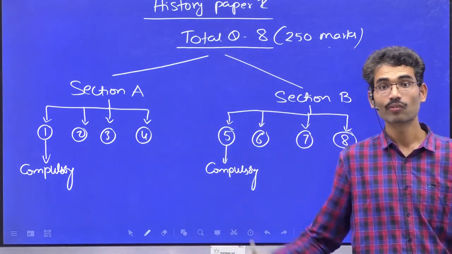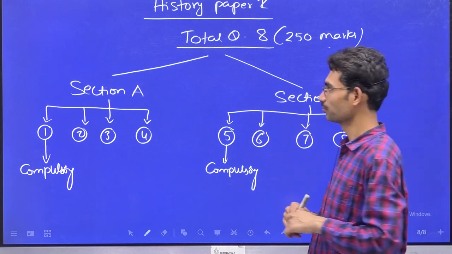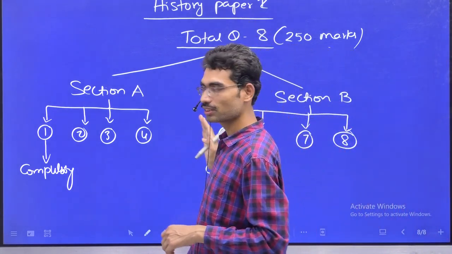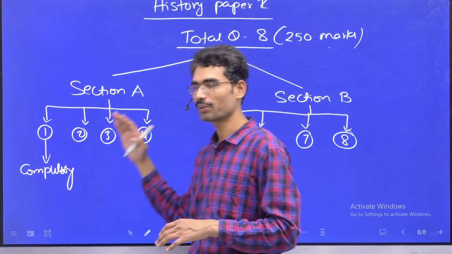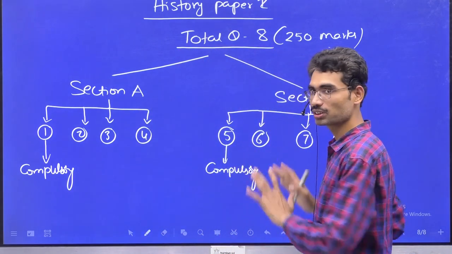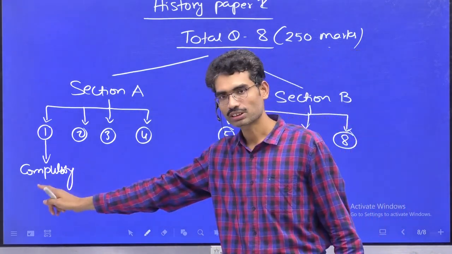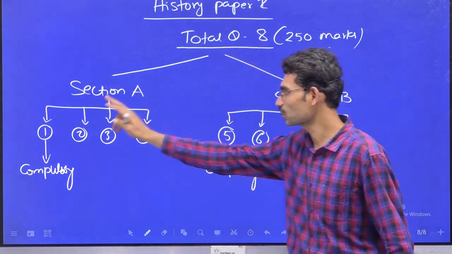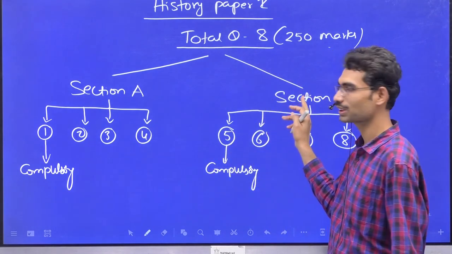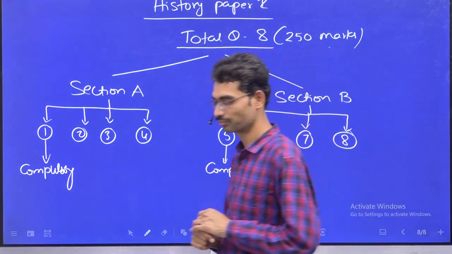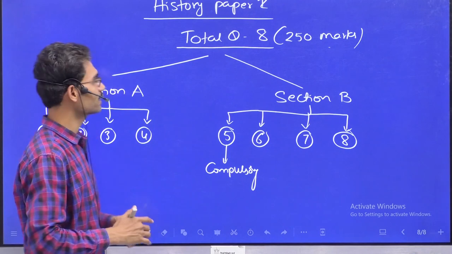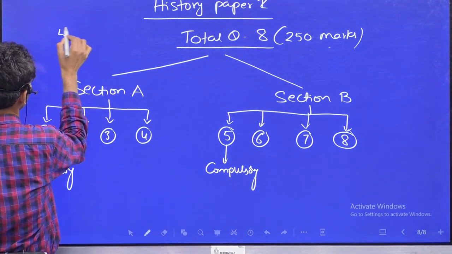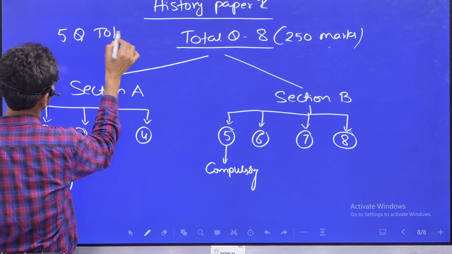So follow the instructions very, very carefully here. 8 questions: section A, 4 questions will be given; section B, 4 questions. Out of 8, the first one is compulsory, the 5th one is compulsory. That means the first question from section A and the first question from section B are compulsory. And totally UPSC is asking us to write 5 questions in total.